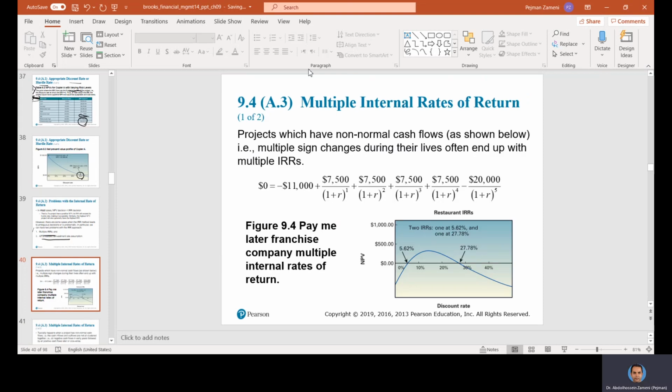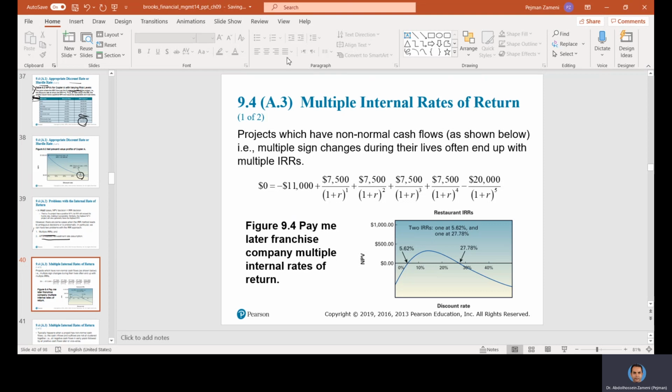Multiple internal rates of return. Projects which have non-normal cash flows, as shown below, with multiple sign changes during their lives often end up with multiple IRRs. What does that mean?